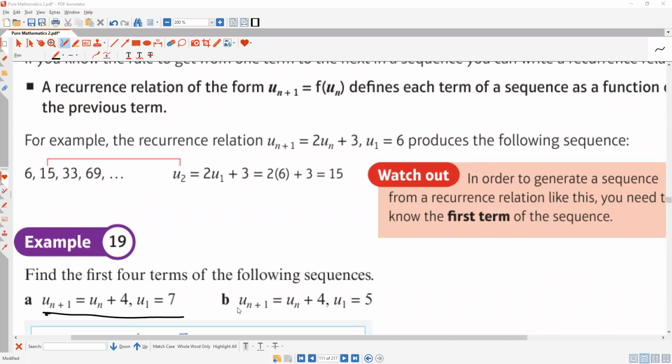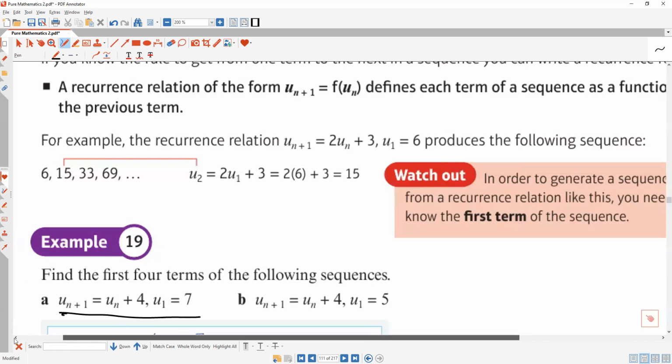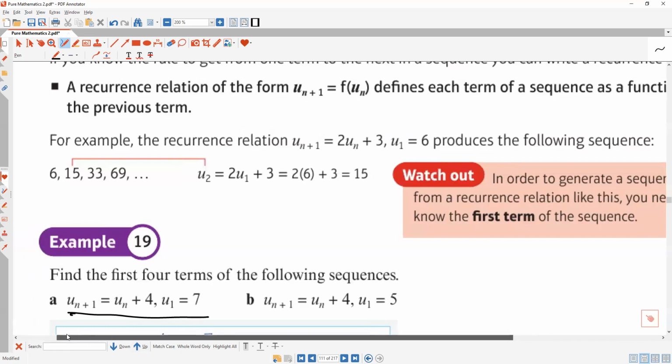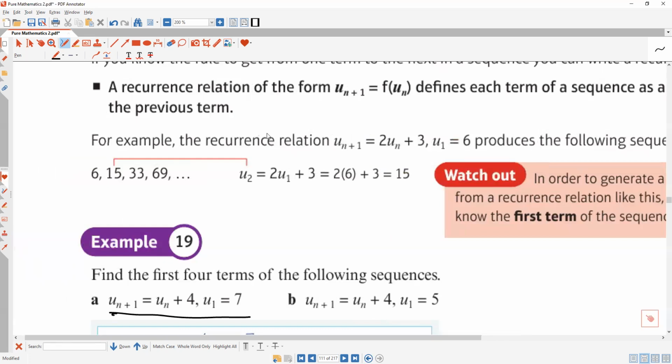Like here, they give you U1 equals 7, and this formula has been given. Understood now? So they already gave you the formula here. Can you see they wrote U(n+1) over here? That means if you want to find U2, you're going to write 1 over here, and plus 1 was already there.